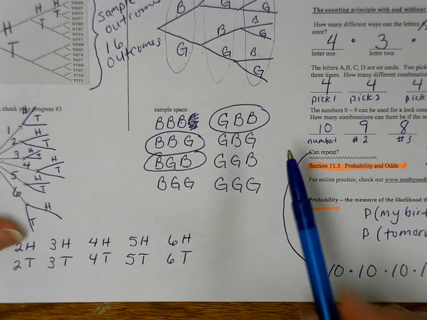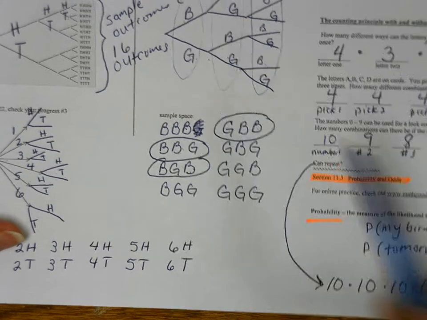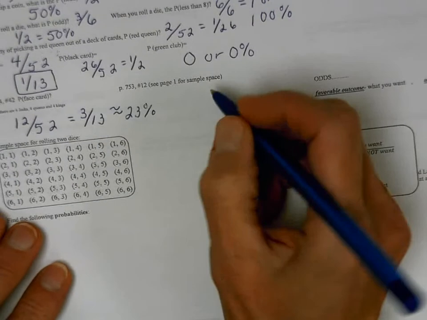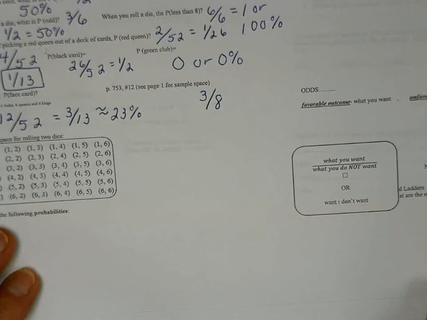Okay, 2 boys and 1 girl. Well, we've got 3 out of how many? 3 out of 8. There we go. That's our probability.